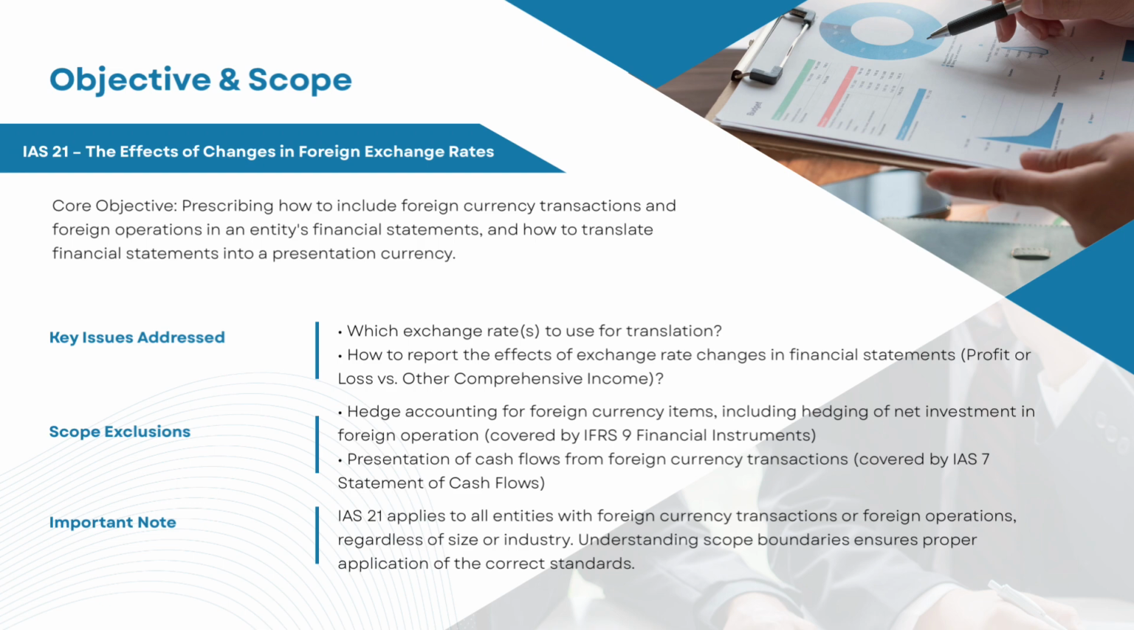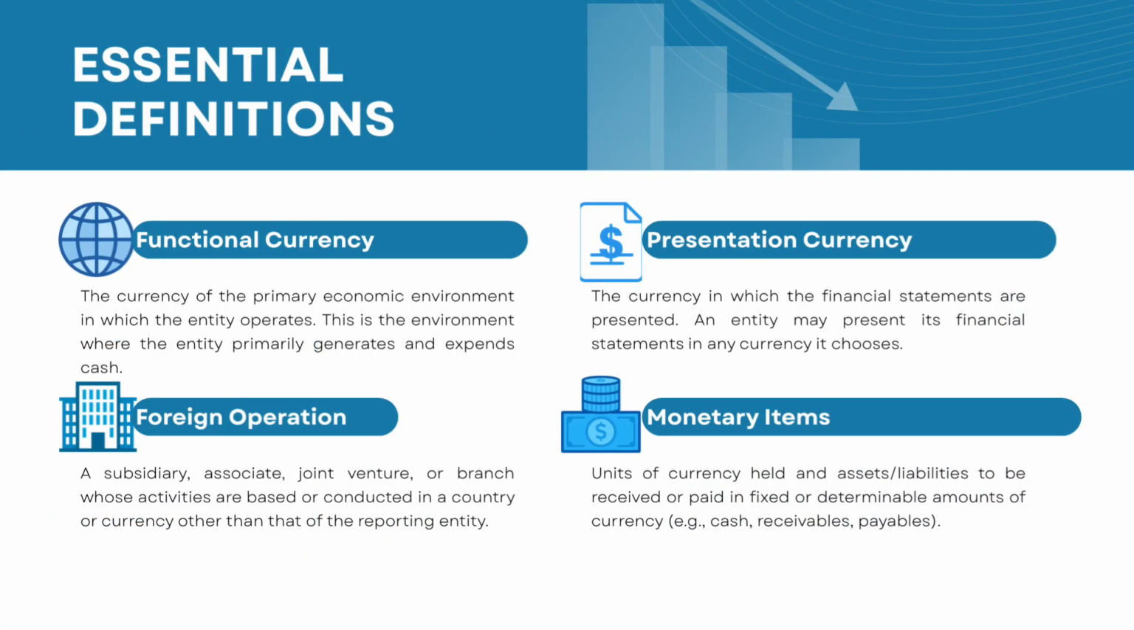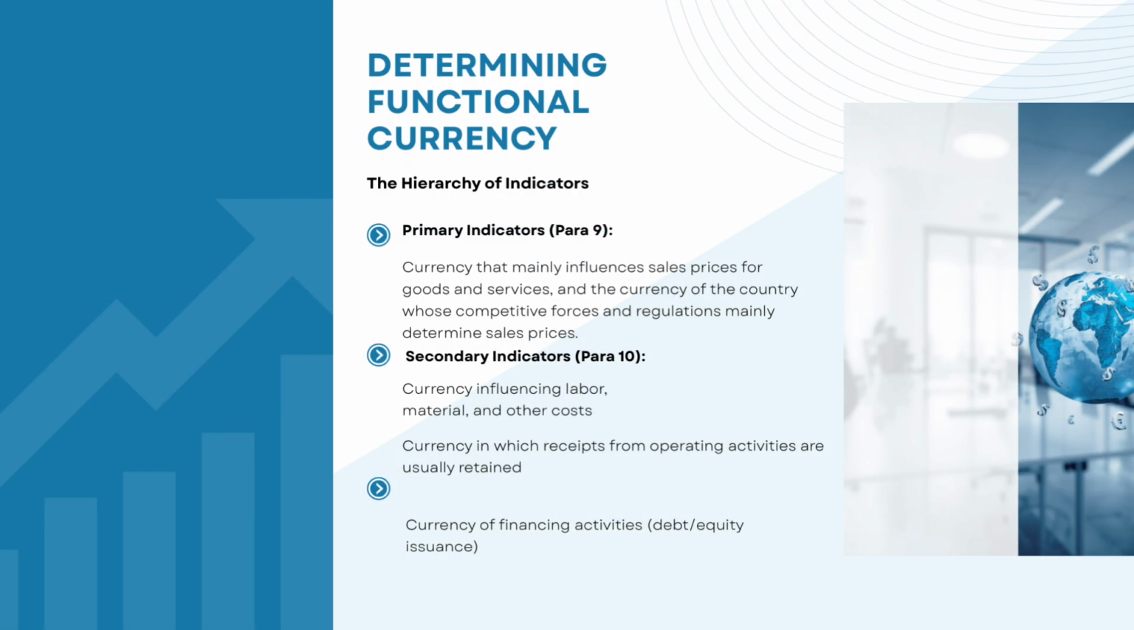To navigate this standard, we must speak the language. There are four terms you must master: functional currency, which is your primary economic environment; presentation currency, the one your stakeholders see; foreign operations, like your overseas branches; and monetary items. Pay close attention to monetary items. These are assets and liabilities held in fixed units of currency, like cash or receivables. As we'll see, their accounting treatment is unique.